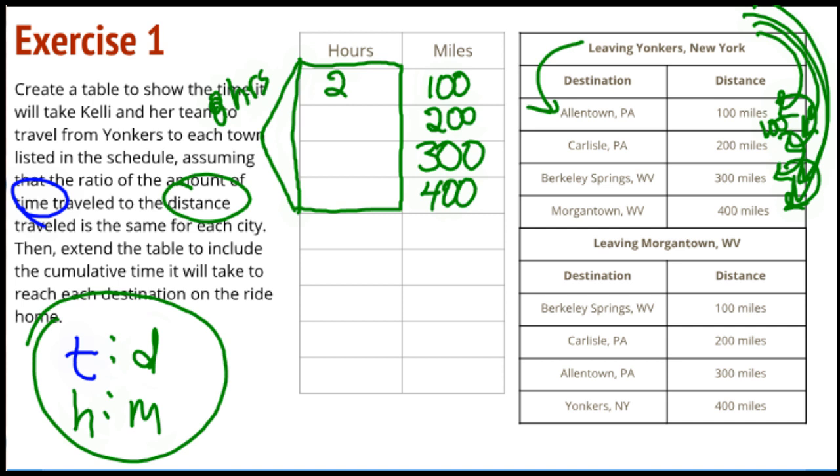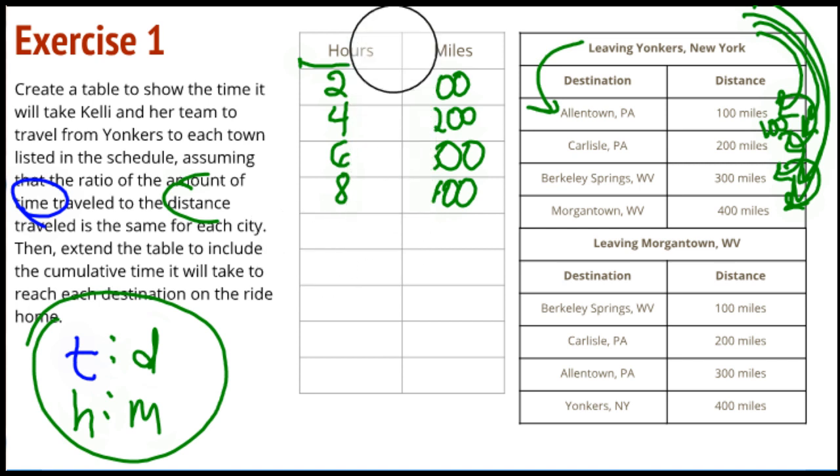So I've traveled 2 hours, now I've traveled 4 hours, now I've traveled 6 hours, and now I've traveled 8 hours. So each one of these blocks is worth 2, but I'm doing a running total here of how many hours. After 2 hours, I've traveled 100 miles. Well, Kelly and the team have traveled 100 miles. After 4 hours, they have traveled 200 miles.